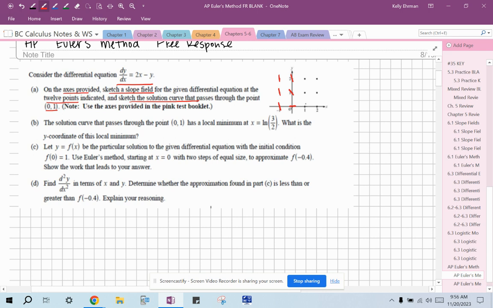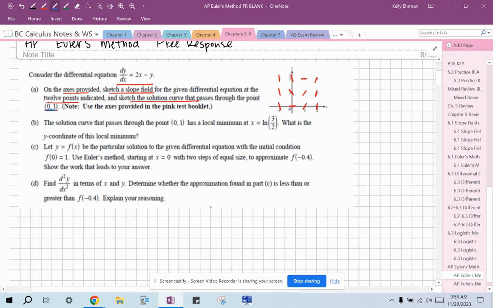And then when x is 1, so we get 2 minus 0 is 2. 2 minus 1 is 1. 2 minus 2 is 0. 4 minus 0 is 4. 4 minus 1 is 3. 4 minus 2 is 2. It's got something kind of like this. So that's the slope field.